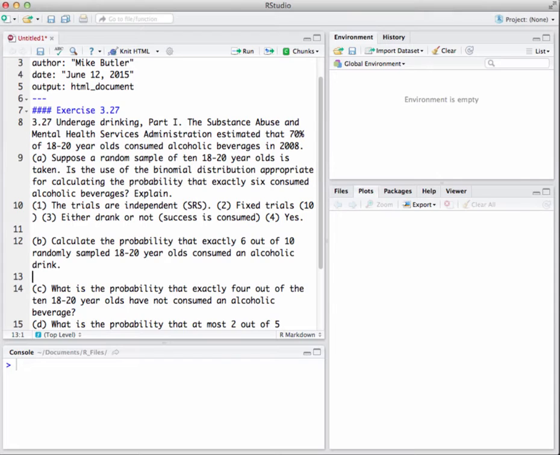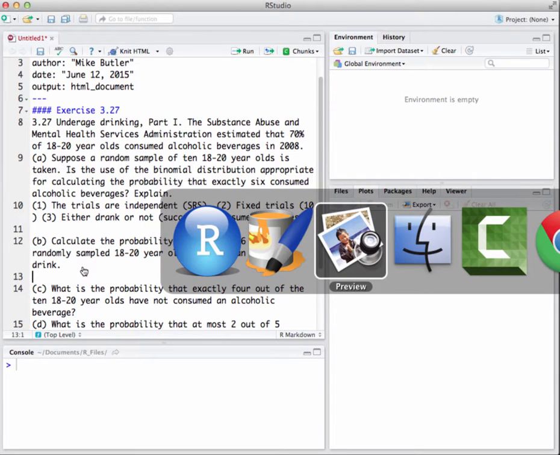It says calculate the probability that exactly 6 out of 10 random sampled 18 to 20-year-olds consumed an alcoholic drink. All right, so let's go back to the whiteboard for that.